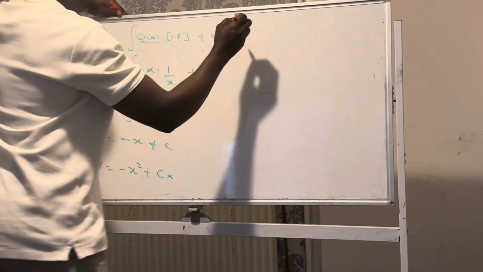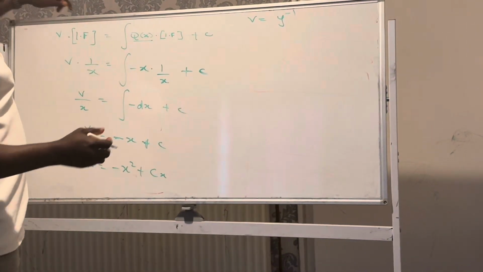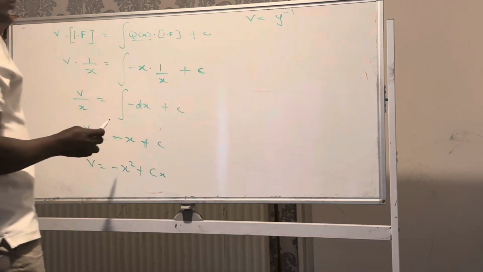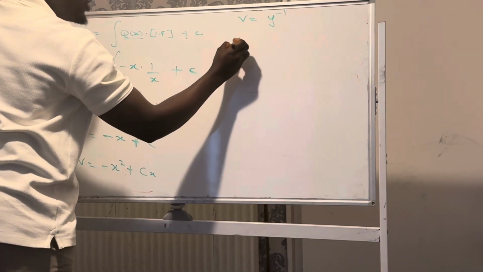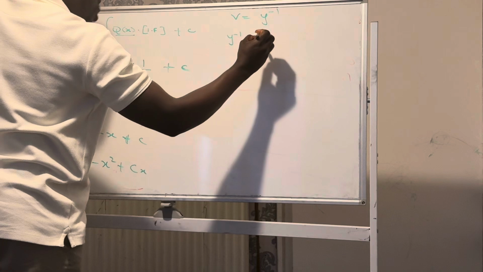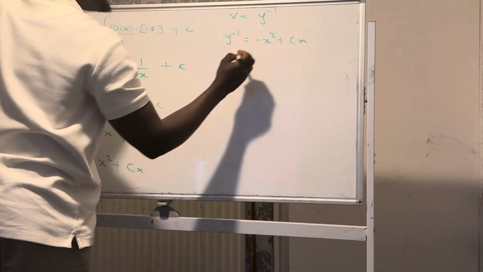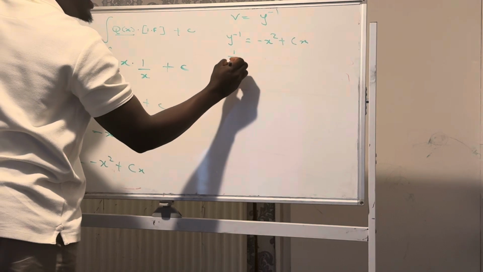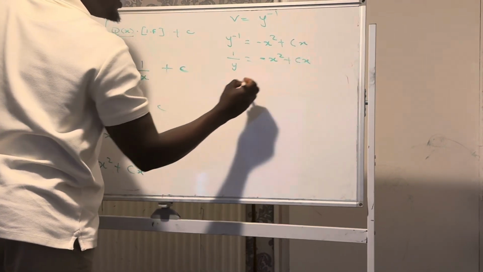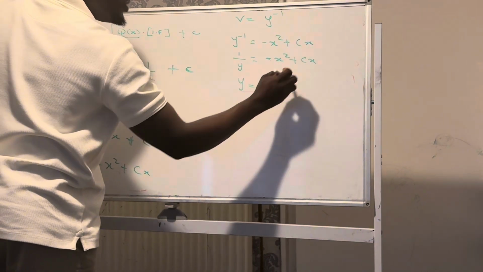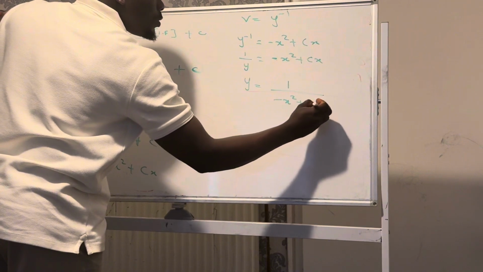But we said let v be equal to y raised to power minus 1. We assumed v to be equal to y raised to power minus 1, so anywhere we see v, we put y raised to power minus 1. So y raised to power minus 1 is equal to minus s squared plus cs. So this is 1 over y equal to minus s squared plus cs. So y will be the reciprocal of all this: 1 all over minus s squared plus cs.